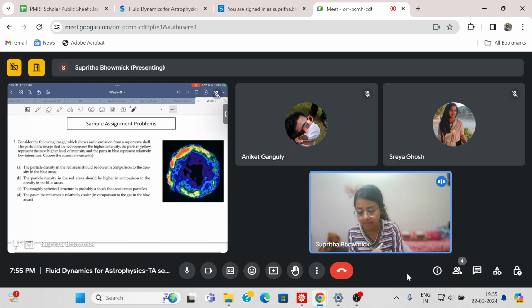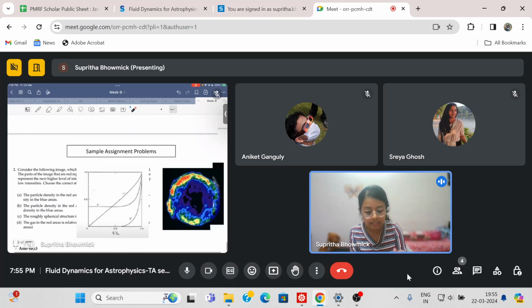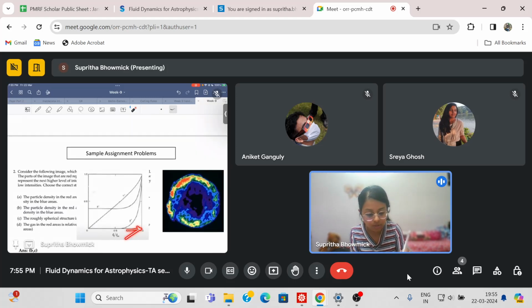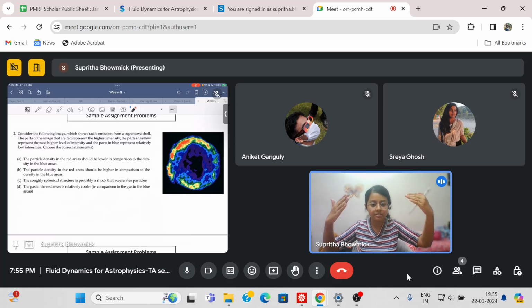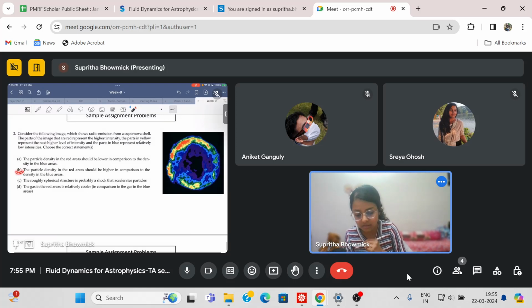Options A and B told you that the red region densities were lower or higher in comparison to blue. We can see that as you move closer to the shock shell, the density rises. So of course, the particle density in the red areas would be higher in comparison to the blue. As Aniket pointed out, it is true that as the shock plows through the interstellar medium, through the ambient space, it collects particles, right? The particle density should rise as the shock front moves outwards. That's correct. So B is indeed correct.